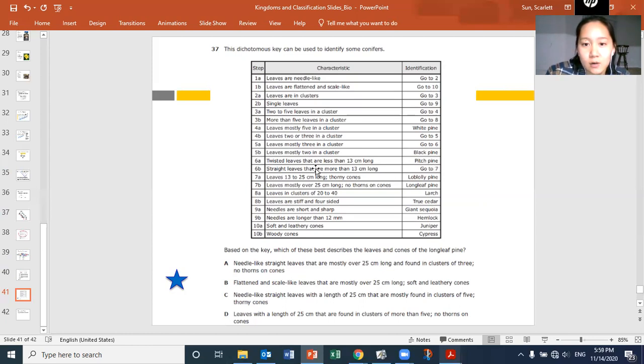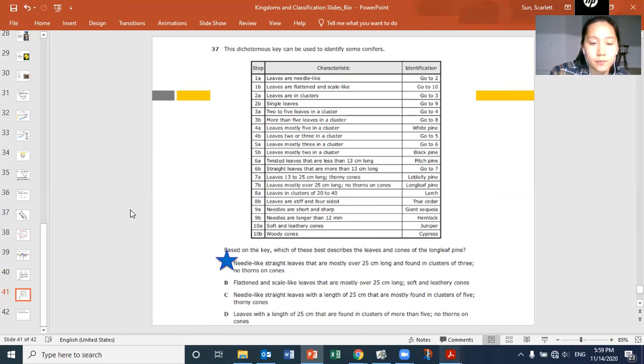So step 6 means that we were on this one where it says go to 7. So that means the longleaf pine has these characteristics right here. So that means that they have straight leaves that are more than 13 centimeters long. Okay, well, we knew that because the leaves are mostly 25 centimeters long, which means we're going to go back now. Which one told you go to 6? Step 5. And we know that the longleaf pine has this characteristic because we got to 6 anyway. So it's this one where it says leaves are mostly 3 in a cluster. Does this one say 3 in a cluster, or does this one say 3 in a cluster? Right, the answer would be A because this one says 3 in a cluster. Okay, so then we're going to move our answer to cover here like you would in your interactive notebook, and then we move on.